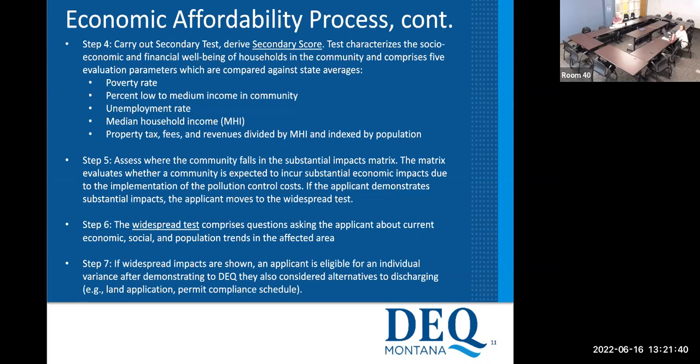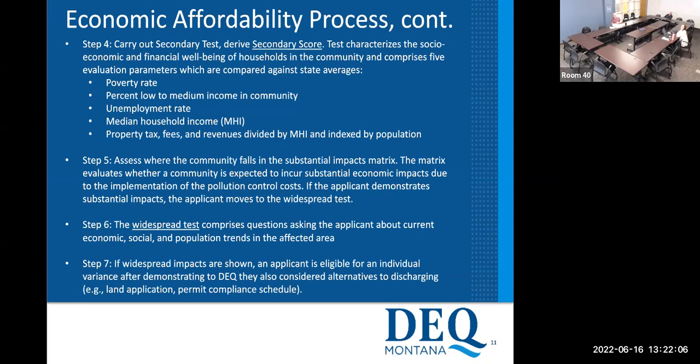The widespread test, which is step 6, comprises questions that ask the applicant about current economic, social, and population trends in the affected area. Is the town growing quickly? That example would be Bozeman. Or is it tending to shrink and losing population, which has been very common among our small towns in many areas? So those kinds of things are considered.